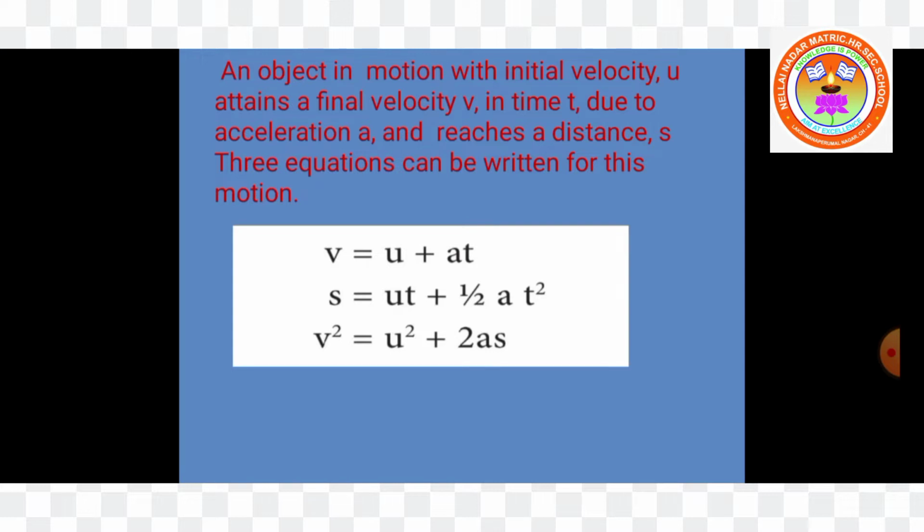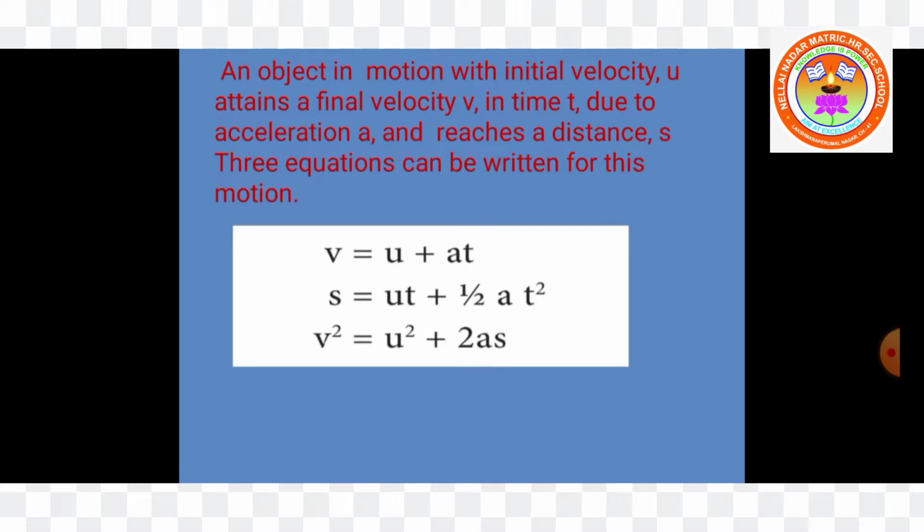Students, an object in motion with initial velocity u attains a final velocity v in a time t due to acceleration a and reaches a distance s. These equations can be written for this motion. v is equal to u plus at. This equation is used to calculate the final velocity of an object. The final velocity v is equal to u, the initial velocity, plus a, the acceleration of the object, into t, the time. So the final velocity is equal to the initial velocity plus the product of the acceleration and the time. That is the first equation of motion.